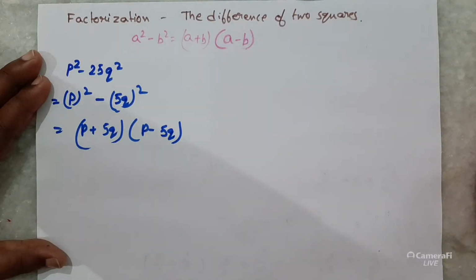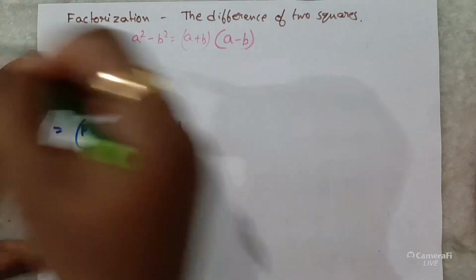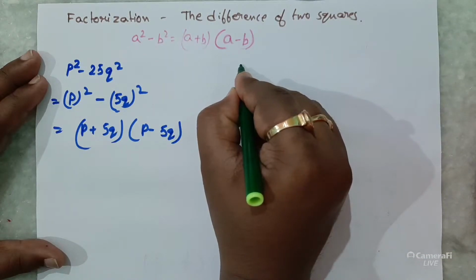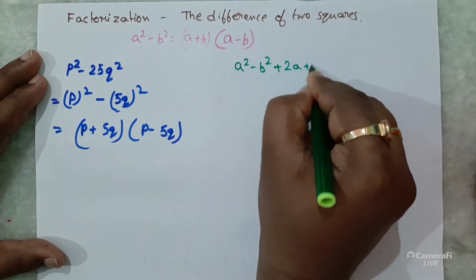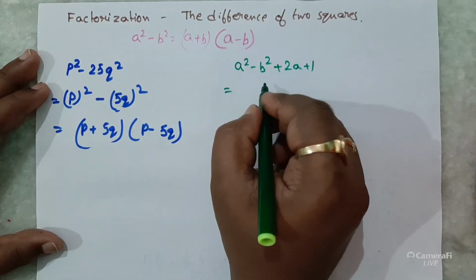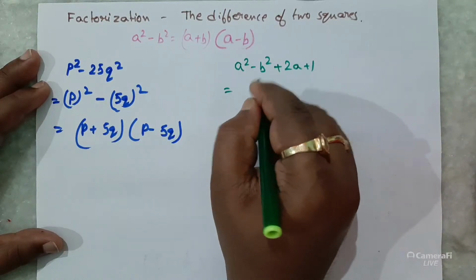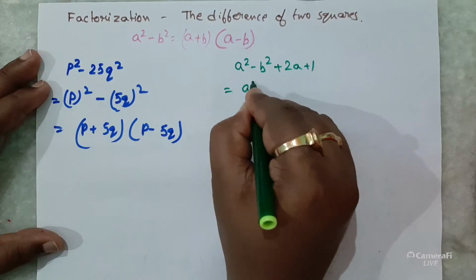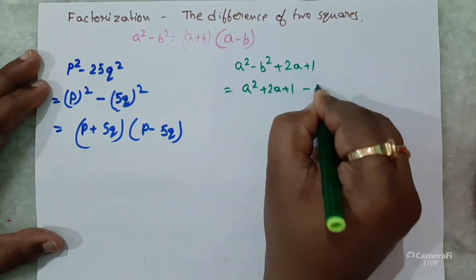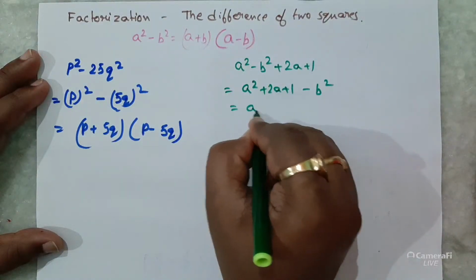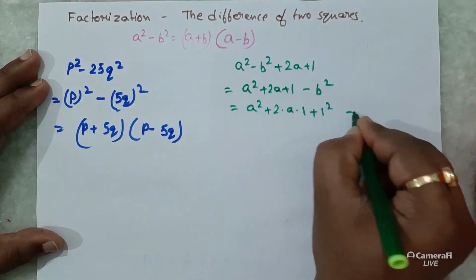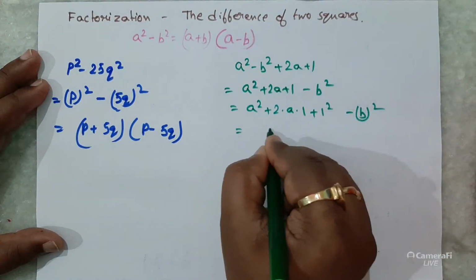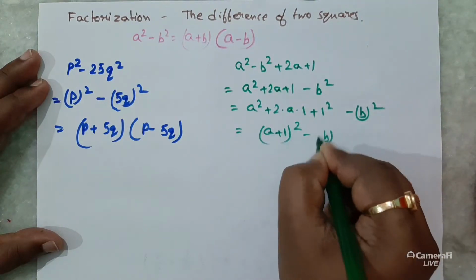That is, if the question is given in such a way that a square minus b square plus 2a plus 1, then what will we do? Simply we will first rearrange, that is a square plus 2a plus 1 minus b square. If you notice it properly, a square plus 2 into a into 1 plus 1 square, we can write this into this, and minus b whole square. So it will be a plus 1 whole square minus b whole square.